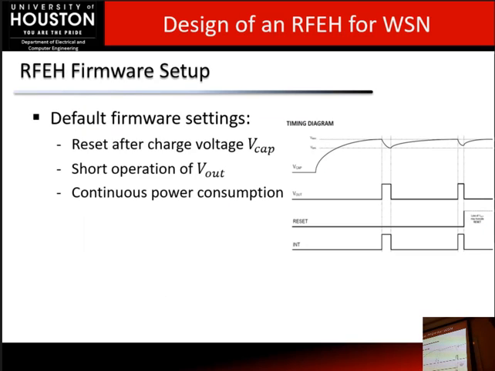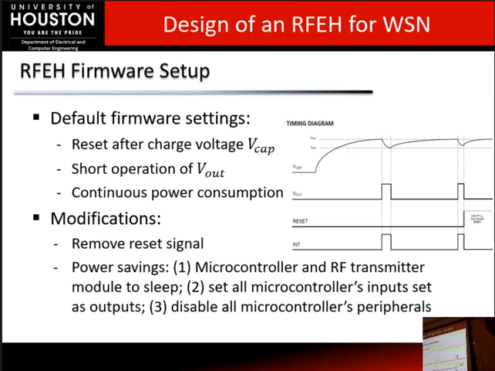Next, I will show that this energy harvester board has a default firmware setting, so it enables a very short operation. This is the Vout output by the energy harvester. It's a very short and intermittent power output. But my goal is to supply energy for the longest period of time to a sensor. So I made some modifications, such as removing a reset signal and implementing some power savings features to reduce the energy consumption.